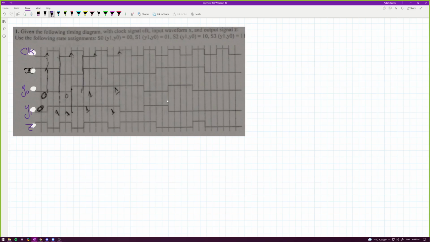Given this timing diagram, try to figure out, well, the question doesn't even say it here, but derive the state assigned table. Find the state assigned table.